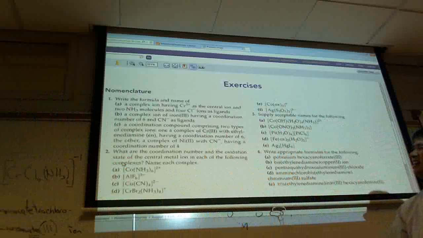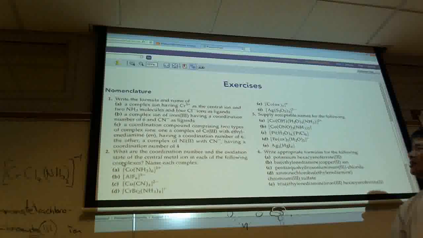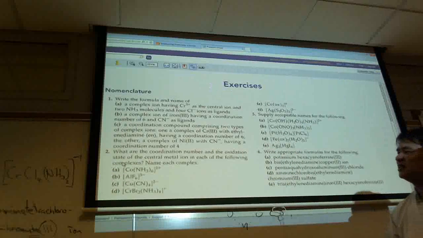A complex ion of iron 3 having a coordination number of 6 and cyanide as the ligands.